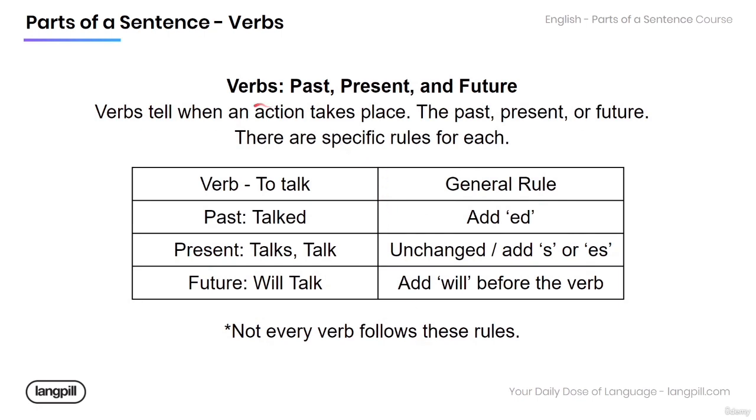So, what kind of verbs do we have? Well, verbs can take place in different time periods. Okay, they tell us when the action happens in different time periods. So in the past time, the present time, or the future time. Okay, so we have past, present, future tense, you would call it.